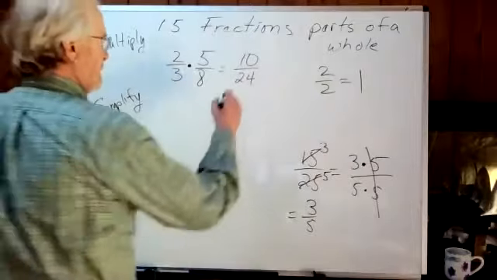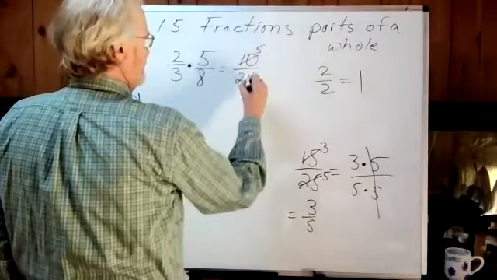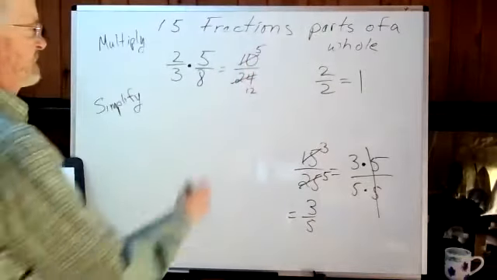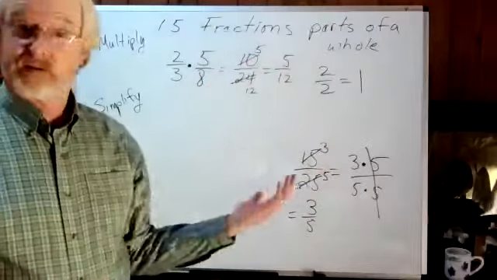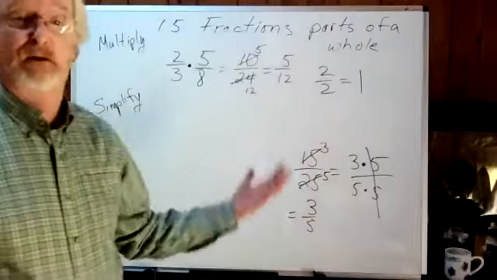Let me know if you get confused here, but if I divide this by 2, it leaves a 5. If I divide that by 2, it leaves a 12. So at this point, I'm up to 5 divided by 12. I'll look at that and say, are there any other common factors I could cancel out? And the answer is no. 5 is a prime number, no other factors, right? So I'm done. I've reduced that to lowest terms.